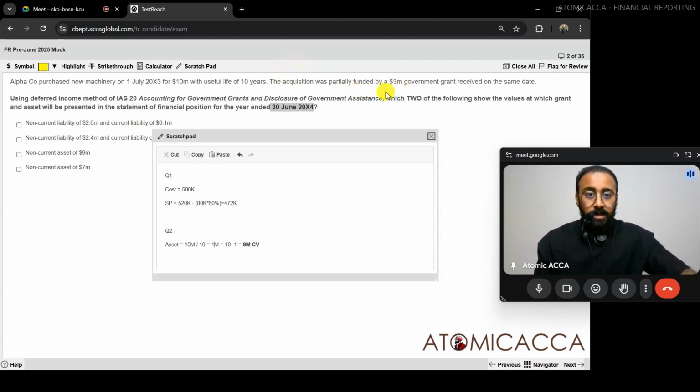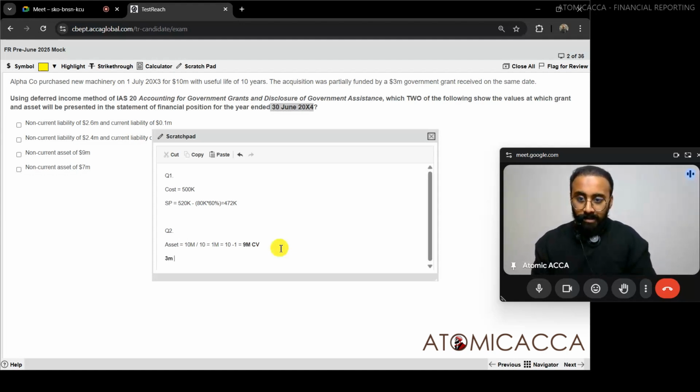The acquisition was partially funded by a 3 million government grant on the same day. So if I get a 3 million grant, oh god, why is this not going away? Okay.